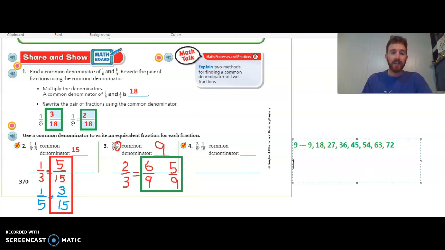Let's say we're going to do 15 next. I'll switch to purple. 15s, if I'm going by 15s, I would start with 15. 15 times 2 would be 30.